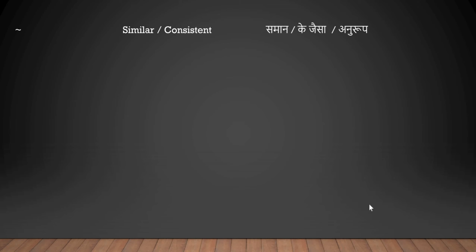So the first one is tilde. When you give a tilde sign, it means similar or consistent, and in Hindi we say saman ya ke jaisa ya anuroop. Next is the equal to sign, which means equal or equals, बराबरी का. Then is not equal to. This means बराबरी नहीं है, बराबर नहीं है.